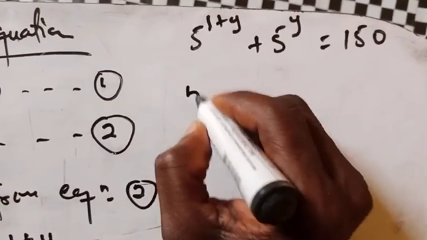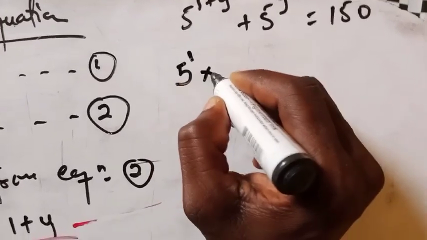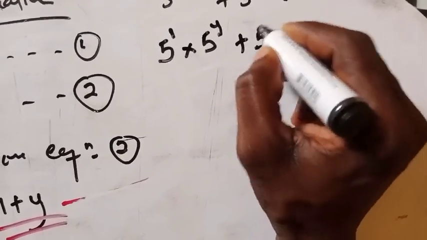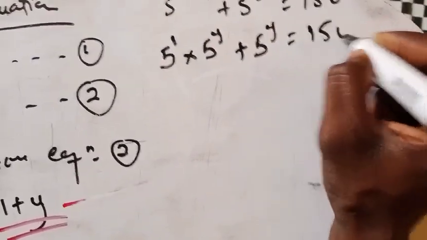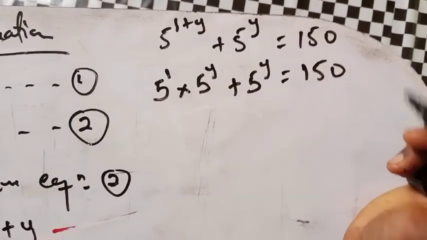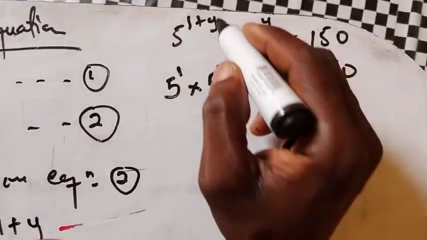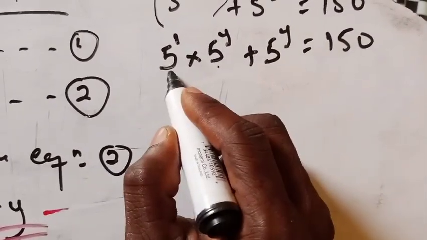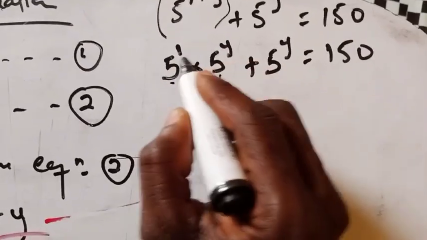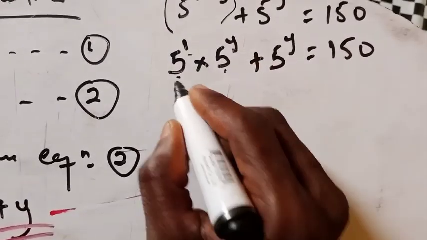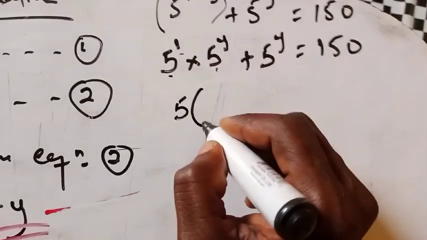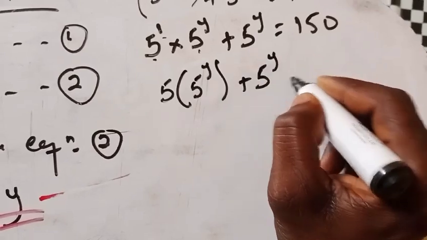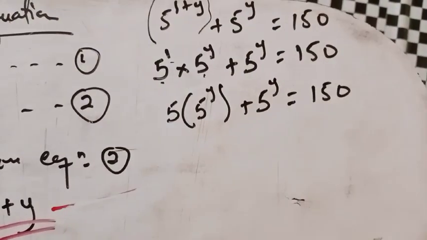So here you can have that to be 5 raised to the power 1 multiplied by 5 raised to the power y, and then plus 5 raised to the power y, everything is equal to 150. Is that okay? We are just applying the law on this part. The law says that if these two are multiplying and the bases are the same, we can easily add their exponents. So 5 exponent 1 should just be 5. So we have 5 times 5 to the y, and then plus 5 exponent y, everything is equal to 150.